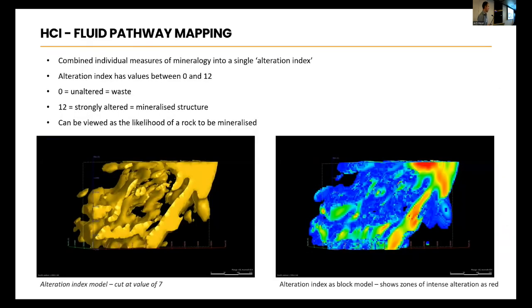So we combined all our individual measures into an alteration index, which gave us a score of 0 to 12. I think Carl mentioned having indexes with multiple parameters combined. 0 was unaltered and 12 was strongly altered. We can almost think of this index as a likelihood of a piece of rock to be mineralized. We built 3D models of that, wireframes and block models.